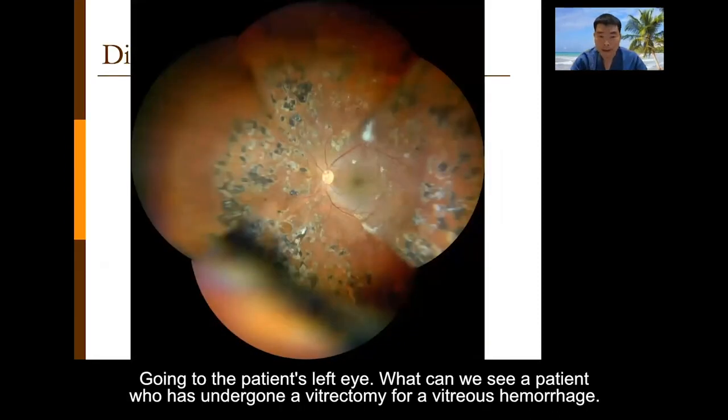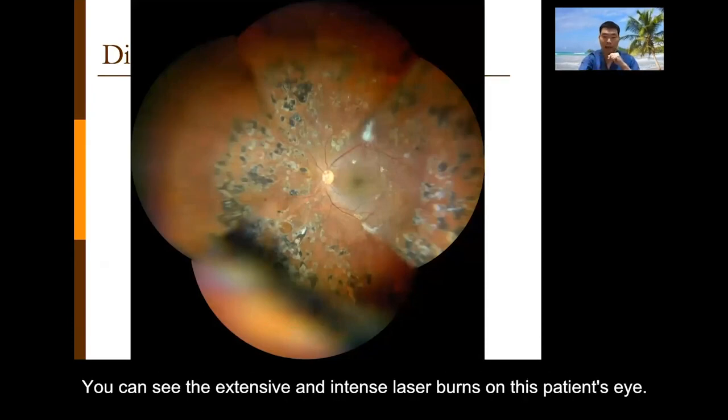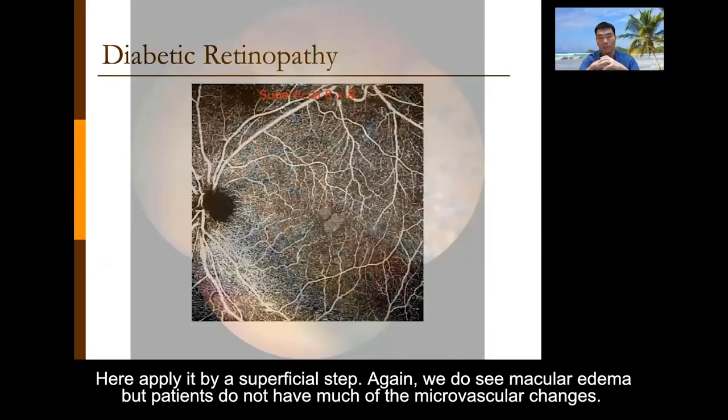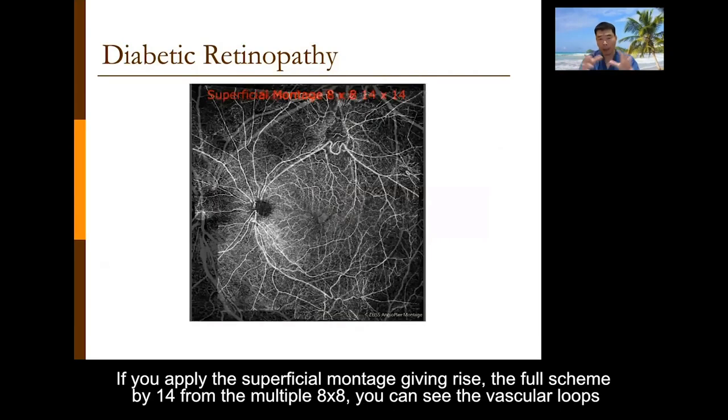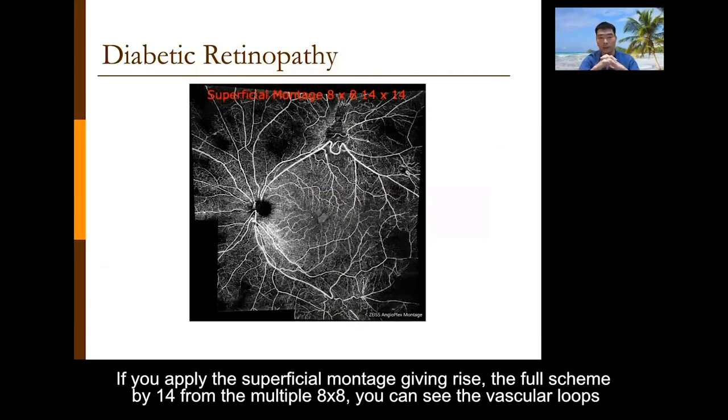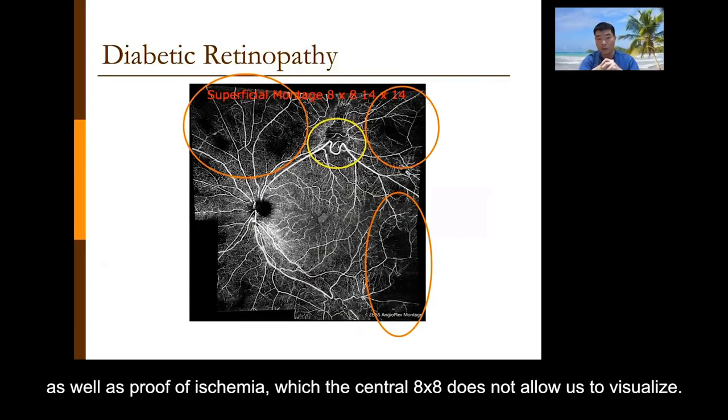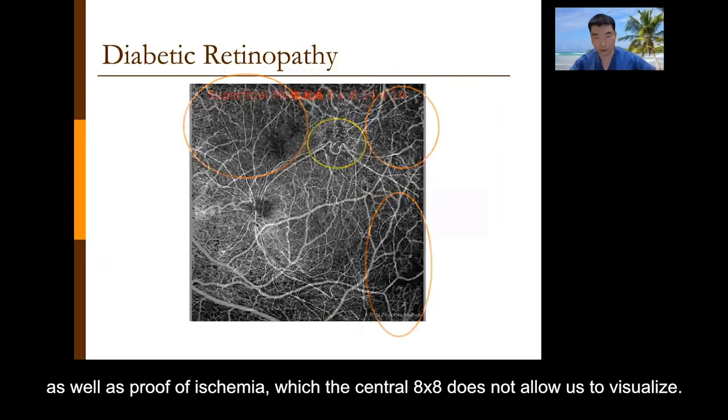Going to the patient's left eye, what can we see? The patient actually had undergone a vitrectomy for a vitreous hemorrhage. You can see the extensive and intense laser burns on this patient's eye. Here, applying an 8x8 superficial slab, again, we do see the macular edema, but the patient does not have much of the microvascular changes. But if we apply the superficial montage, giving rise to the 14x14 from the multiple 8x8, we can see vascular loops as well as peripheral ischemia, which the central 8x8 does not allow us to visualize.